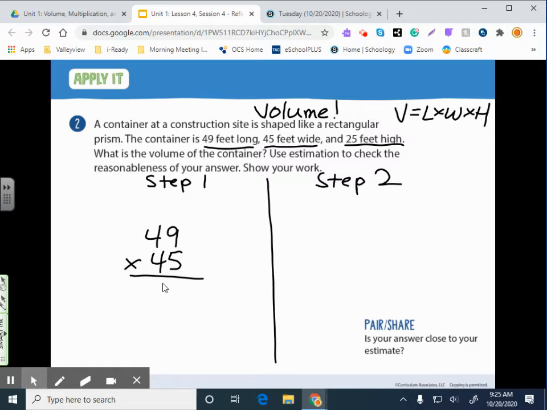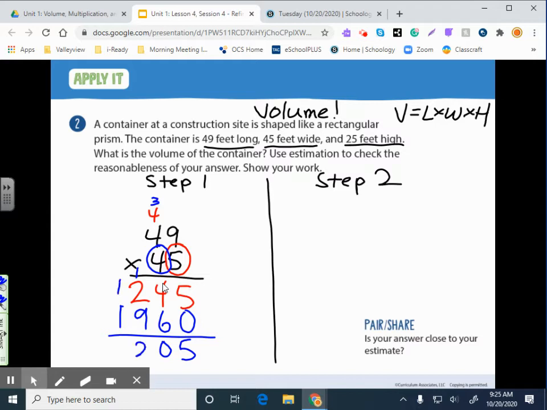So, again keeping my color scheme going here, 9 times 5 is 45. 5 times 4 is 20, plus 4 is 24. You've got the tens. 4 times 9 is 36. 4 times 4 is 16. So 1,960. Let's add these up. We got 5. 6 plus 4 is 10. 9 plus 2 is 11, plus that 1 is 12. So 2,205.